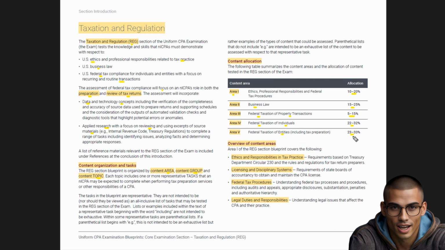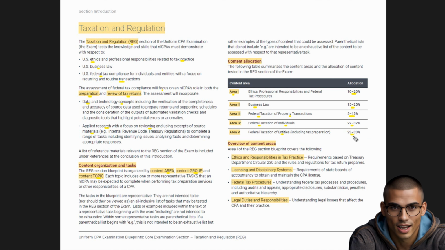Area 3 of the REG exam focuses on property transactions for individuals and entities, and this area includes the basis of an asset that is purchased for the use of trade or business, the basis of an asset converted from personal to business use, the basis of assets held by individuals, the basis of intangible assets, and cost recovery, including depreciation and amortization of assets held for use in a trade or a business.